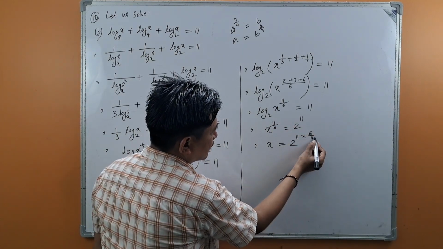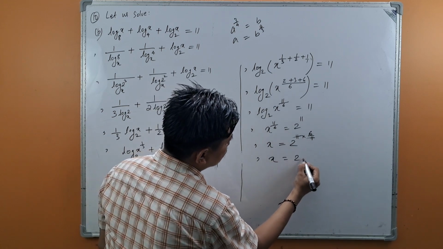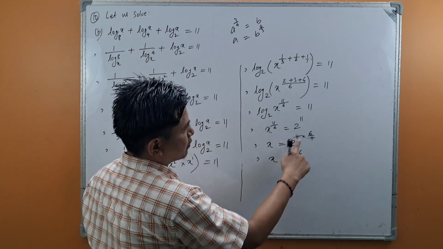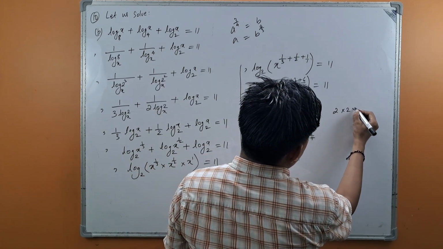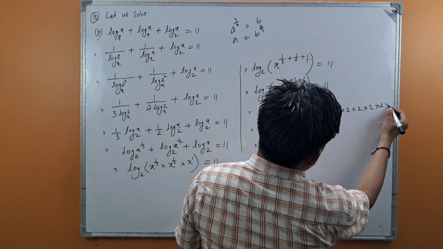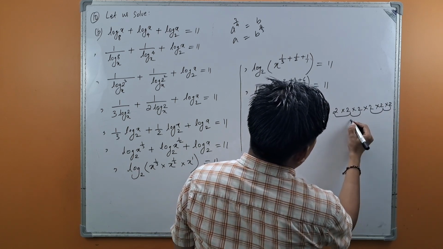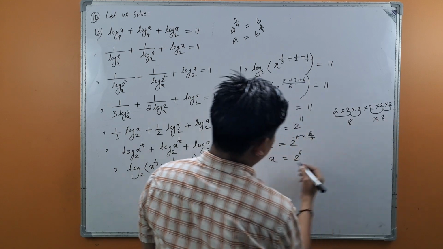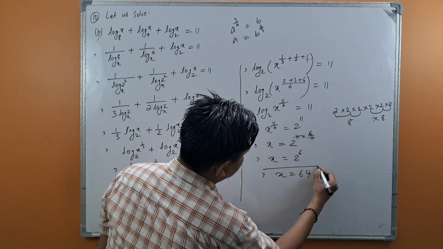This 11 and this 11 cancel out, or x equal to 2 to the power 6. 2 to the power 6 means 2 into 2 into 2 into 2, 1, 2, 3, 4, 5 and 6. 2 to the 4, 4 to the 8. 8 into 8 is 64. Or x equal to 64. So this is the value of x.